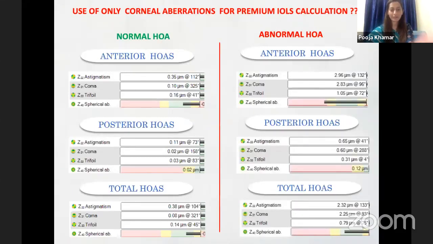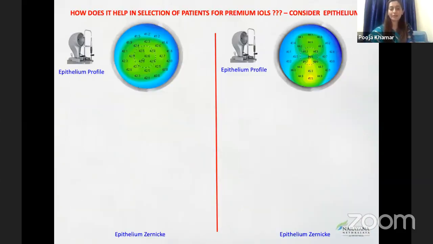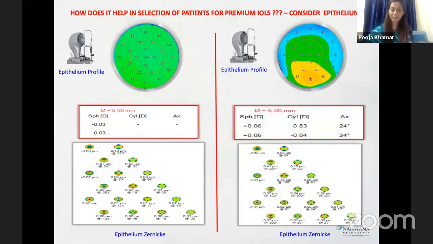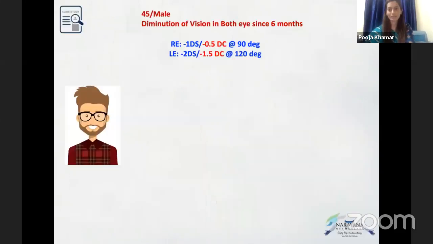Just to summarize the cataract role in the MS39, at this point of time we see the anterior, posterior, and total higher order aberrations to decide whether a patient is fit for premium IOL surgery or not. But this teaches us that we also need to look at the epithelial Zernike profile and the epithelial profile, and then take a call. If it is healthy, then probably this is a good patient for premium IOL surgery, like multifocals or toric. However, if there is an irregular epithelium present, then it is probably not a good idea to go ahead with a premium IOL surgery.